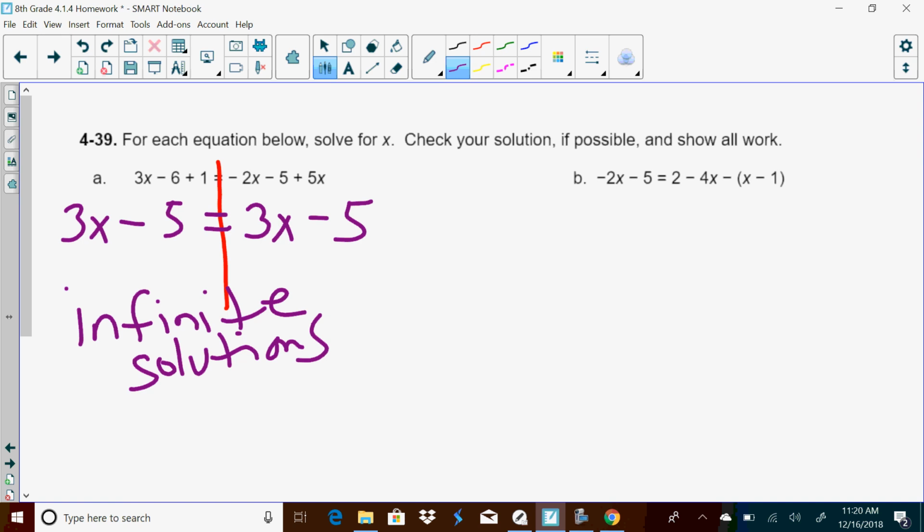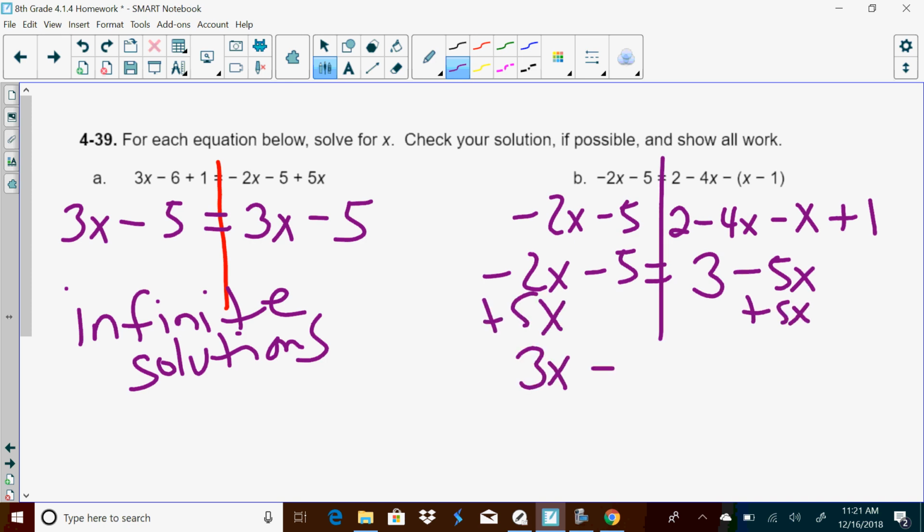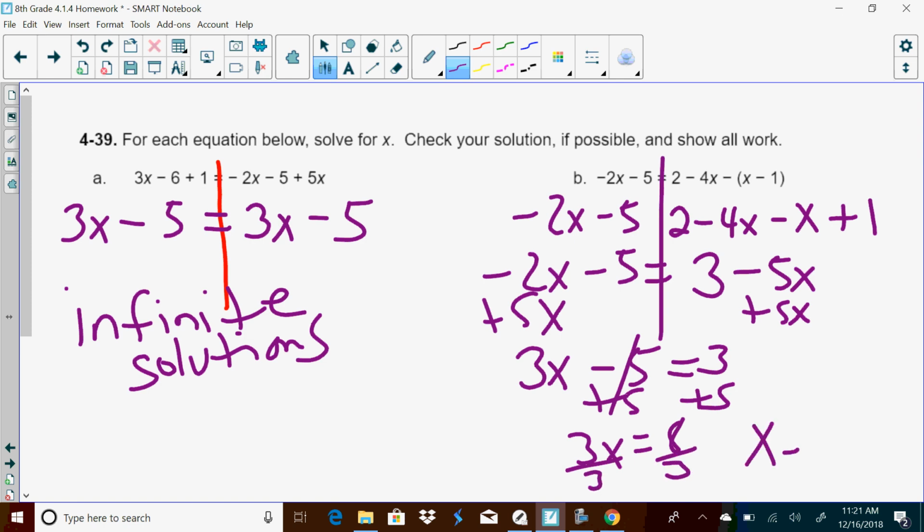For B, I simplified first again. I got negative 2x minus 5, 2 minus 4x, minus x plus 1. So I ended up with negative 2x minus 5 equals 3 minus 5x. I added 5x to both sides and got 3x minus 5 equals 3. Added 5, so 3x equals 8. When I divided by 3, I ended up with 8/3, and you could change that to a decimal if you wanted to.